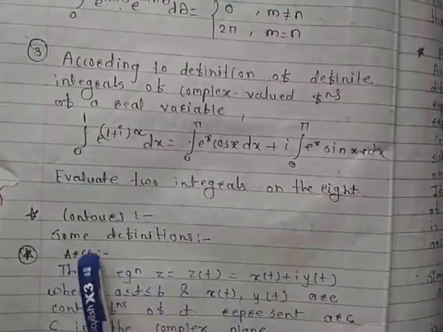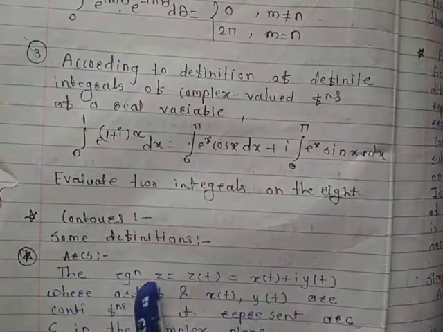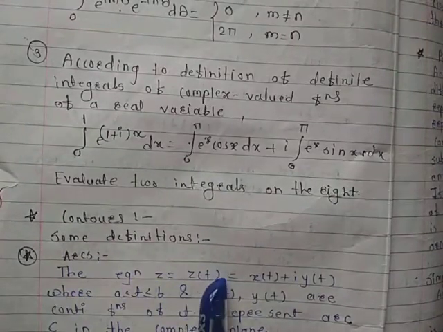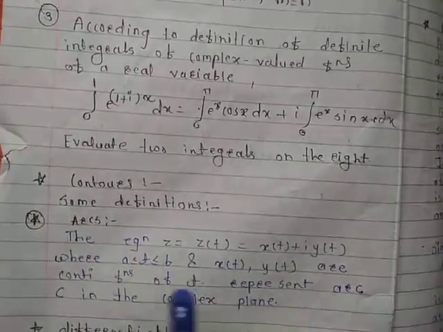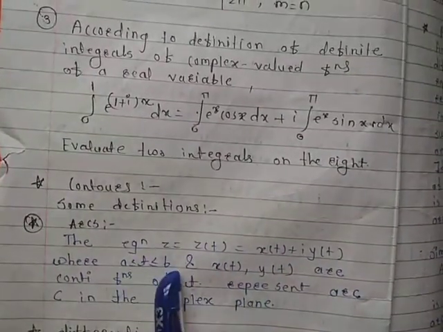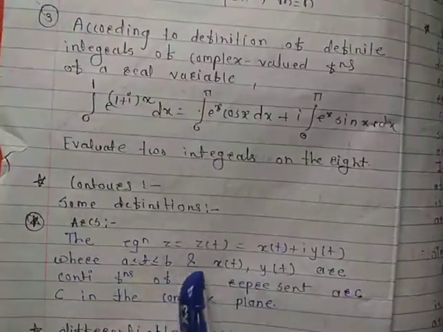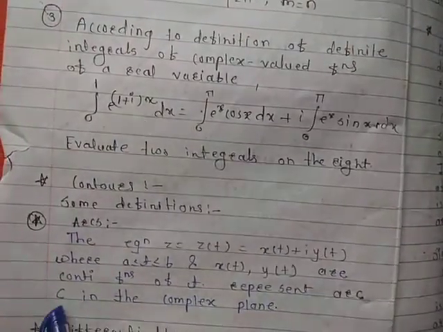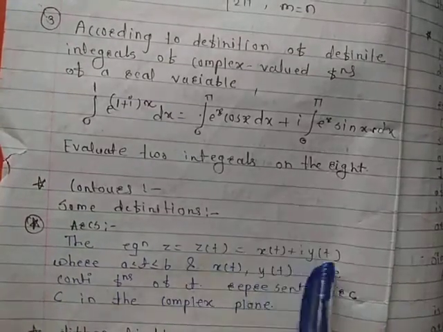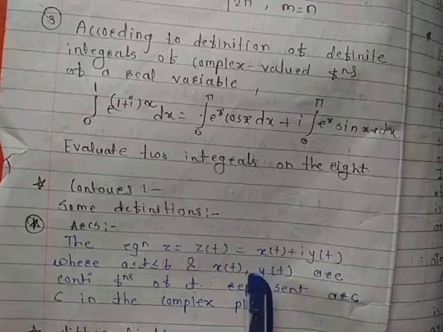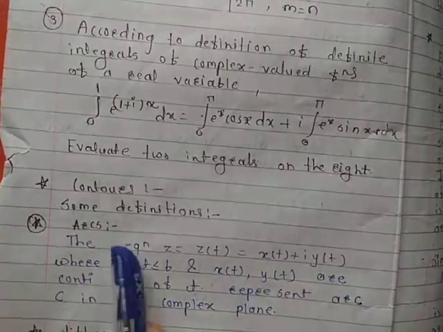Okay. Let us take next topic, contour, some definitions. Arc. The equation z is equal to z of t is equal to x of t plus i into y of t, where t belongs to closed interval ab and x of t, y of t are continuous functions of t, represents arc C in the complex plane. This equation z of t is equal to x of t plus i into y of t represents the arc.